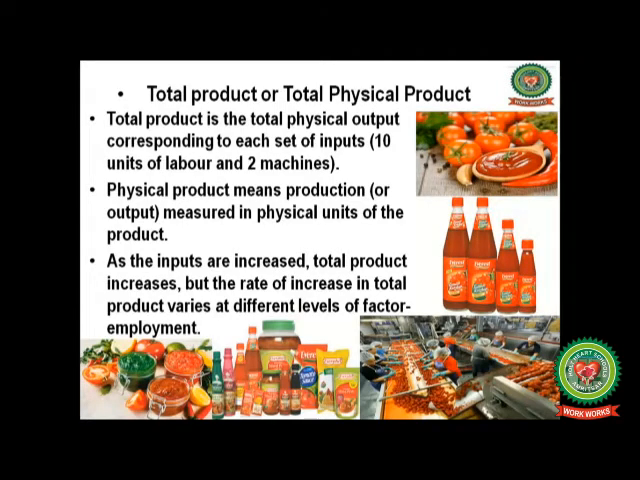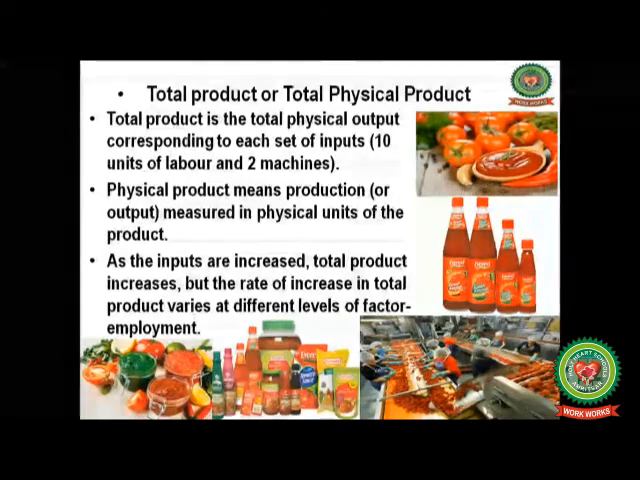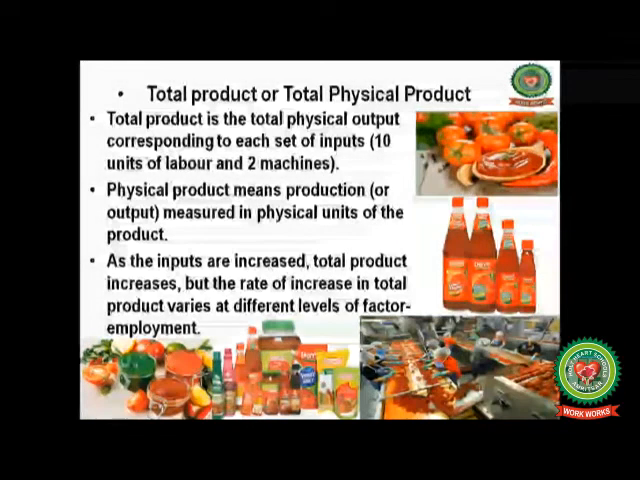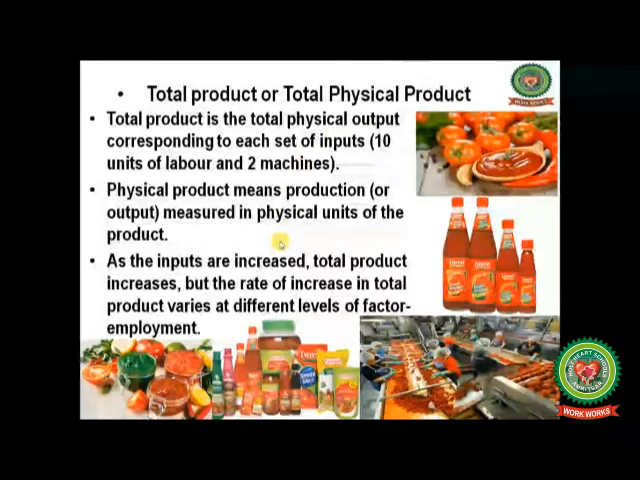That means which combination is beneficial to increase the production: 2 machines and 10 laborers, or 3 machines and 10 laborers, or 15 laborers and 2 machines. Which combination to use depends upon the producer. He can decide which combination is beneficial in the production process.